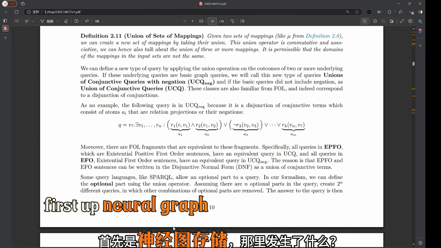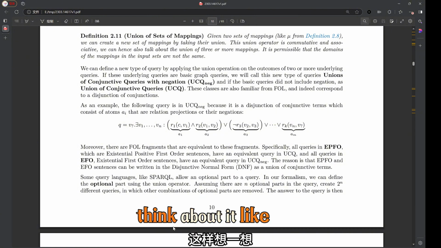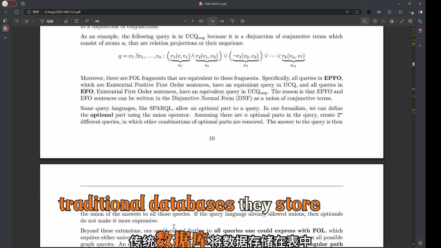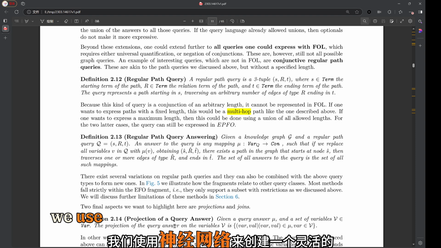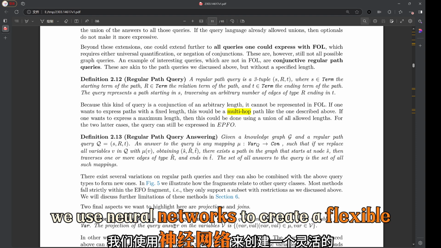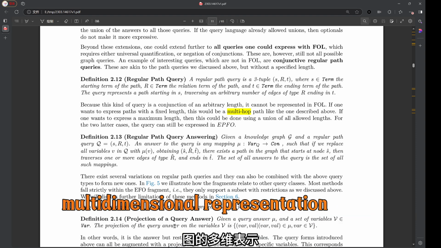First up, neural graph storage. What's going on there? Think about it like this. Traditional databases store data in tables. But with NGDBs, we use neural networks to create a flexible, multi-dimensional representation of the graph.